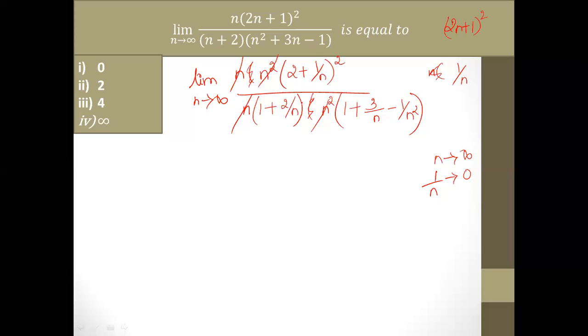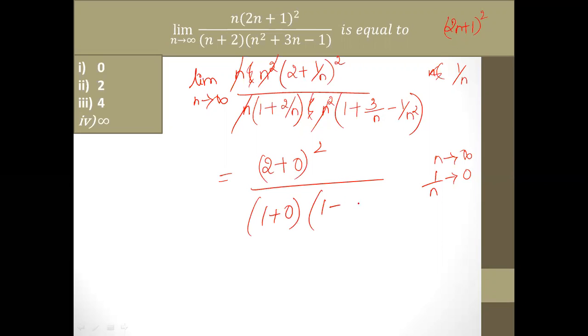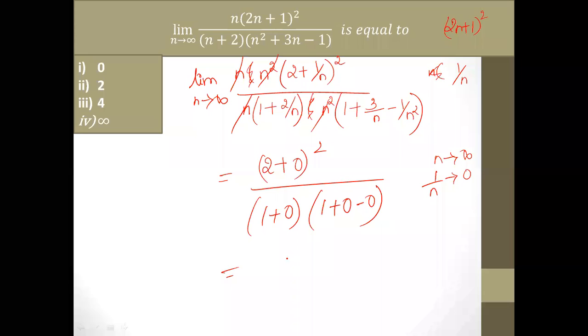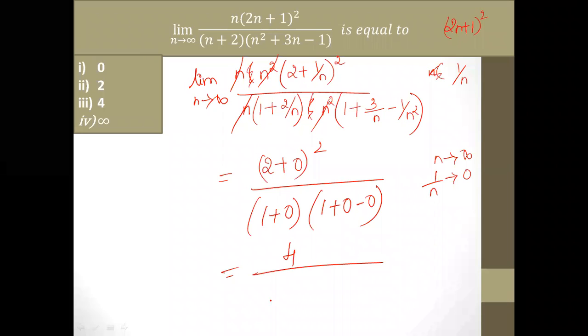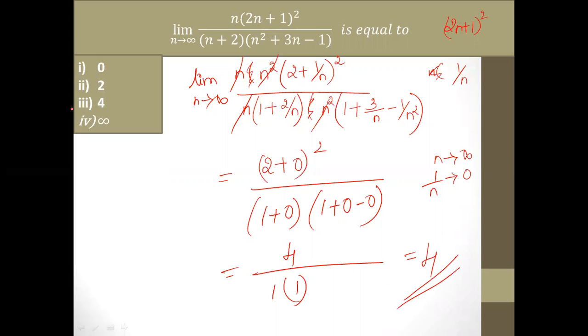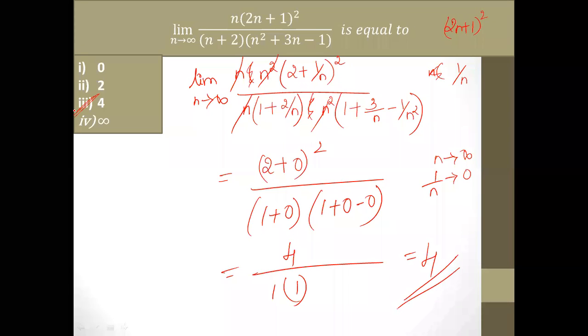So wherever you have 1 by n, put it as 0. So it becomes (2 plus 0) whole square divided by (1 plus 0) into (1 plus 0 minus 0). 2 plus 0 is 2, 2 square is 4, 4 divided by 1 plus 0 is 1, into 0 minus 0 is 0, 0 plus 1 is 1. So what is the correct answer? Correct answer is 4. So the answer is the third one, option 3 or option C.